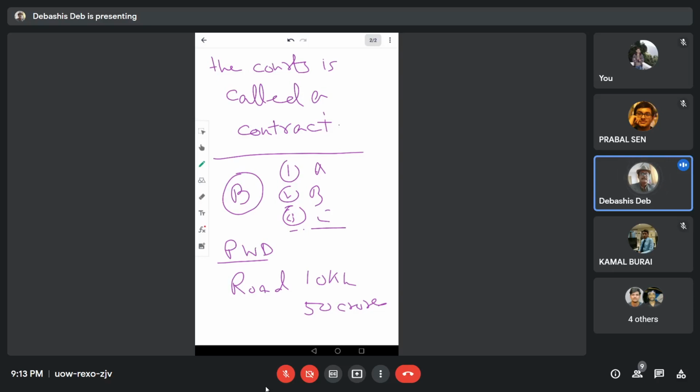Then he will have to depute his engineers, surveyors, junior engineers, and other staff. He will have to bring so many machineries, so many machines. For that, some amount of money will have to be spent by him. He will be getting the money only after execution of the work. So there should be a provision.